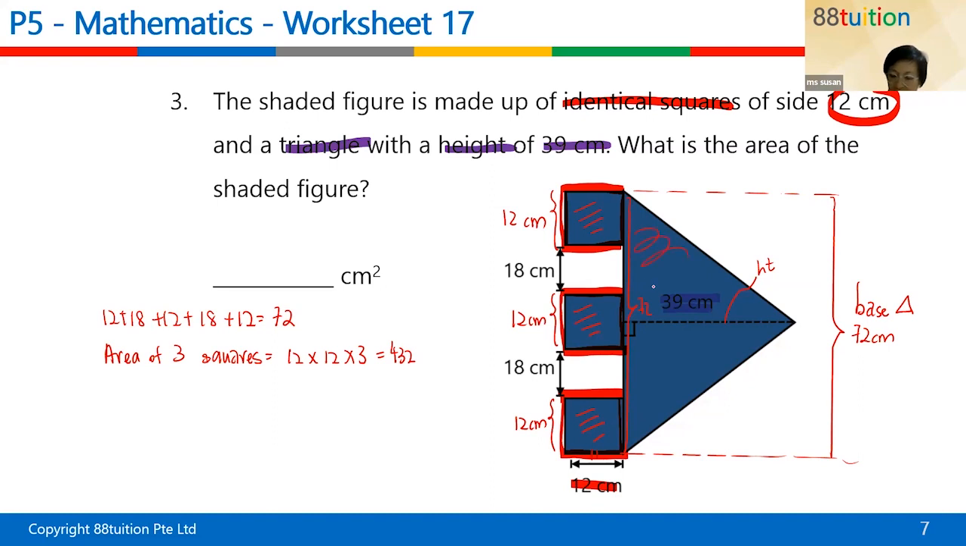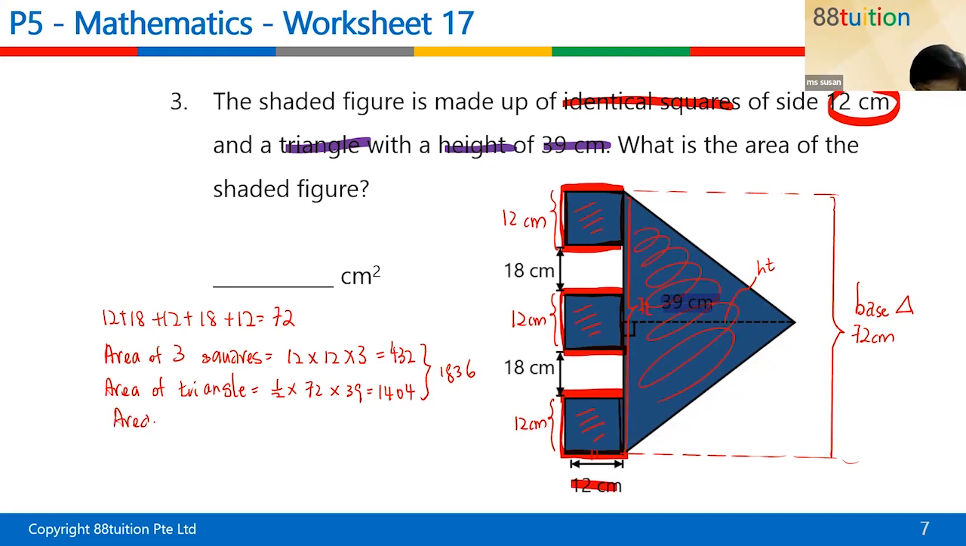But then after that, you need to do this. What is this called? This is the area of the triangle. So area is equal to half times the base times the height, which equals 1,404. Okay. And I have 432. If I add both up, you should get 1,836 for the area.